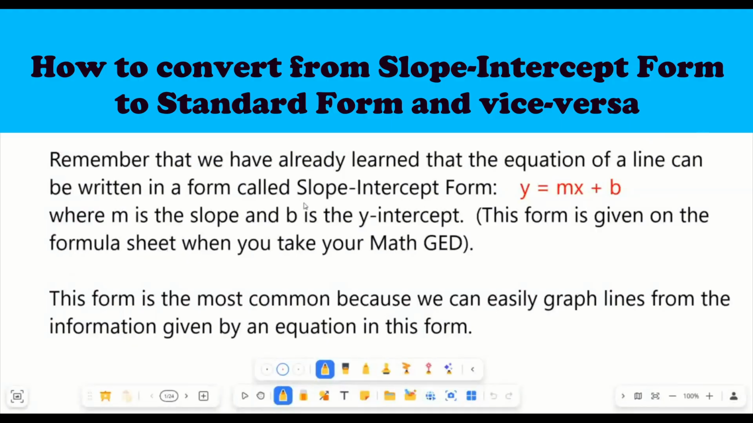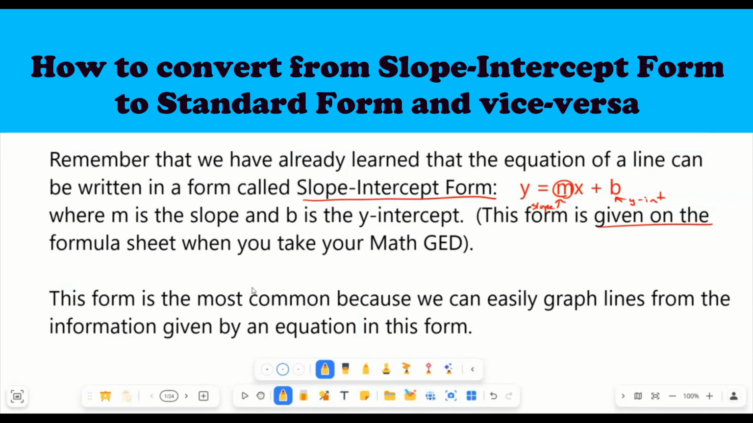Last week we talked about one of the most common forms for the writing of the equation of a line. It was called slope-intercept. And the reason it's called slope-intercept is because the equation contains the slope, m, and the y-intercept, b. So there's our slope. There's the y-intercept. And so it's called slope-intercept because those are the two pieces of information that we get from that equation.